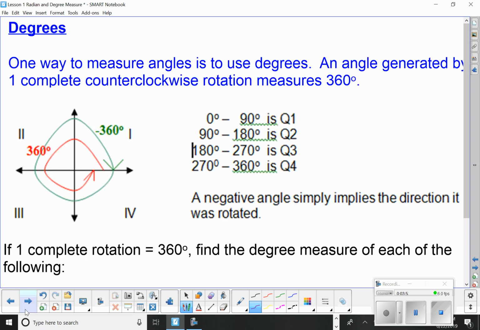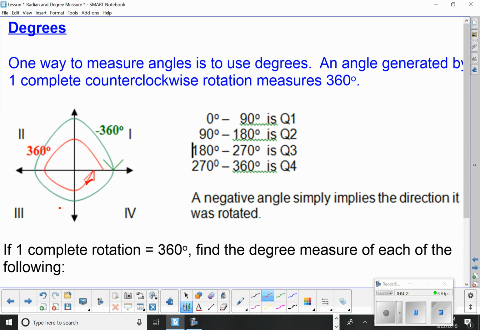Now, degrees. One way to measure angles is to use degrees. An angle generated by one complete counterclockwise rotation measures 360 degrees. Okay, so notice counterclockwise, we're going this way around, so we go from quadrant 1 to quadrant 2 to quadrant 3 to quadrant 4, 360 degrees. On the other hand, if we start at the positive x-axis and we go clockwise, like the green arrow here, we go to quadrant 4, 3, 2, and then 1. That creates a negative 360 degree angle.